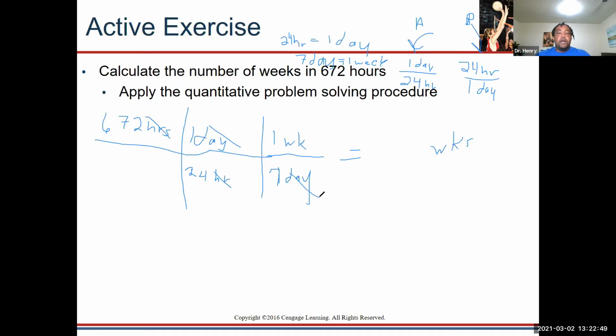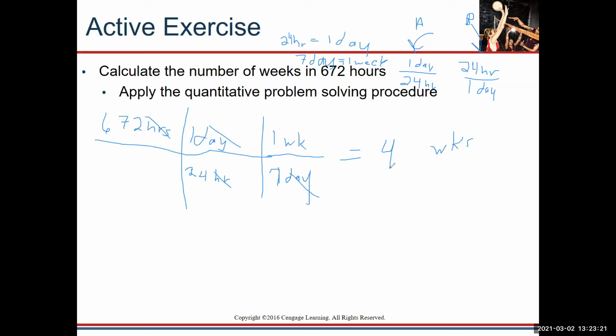Then all I'm going to do is multiply everything that's on top together, and then divide by the things that are on the bottom. Or if you're kind of creative, you can multiply everything across and then do your division afterwards. Both ways should work. So that gives me 4 weeks. Yes. Good.